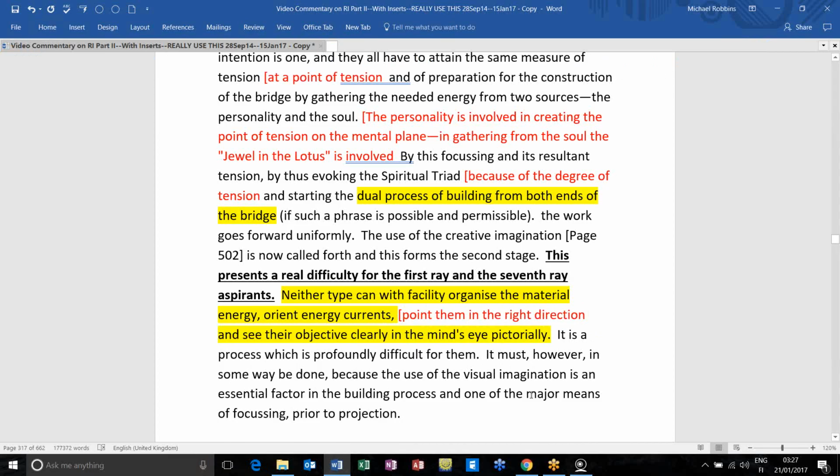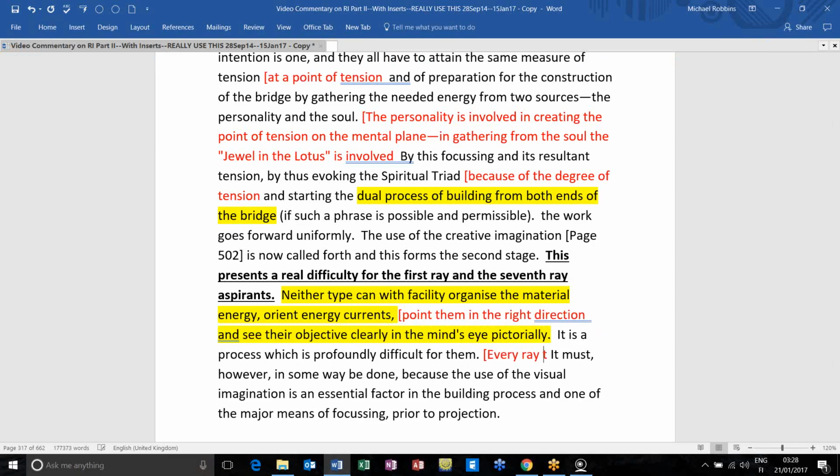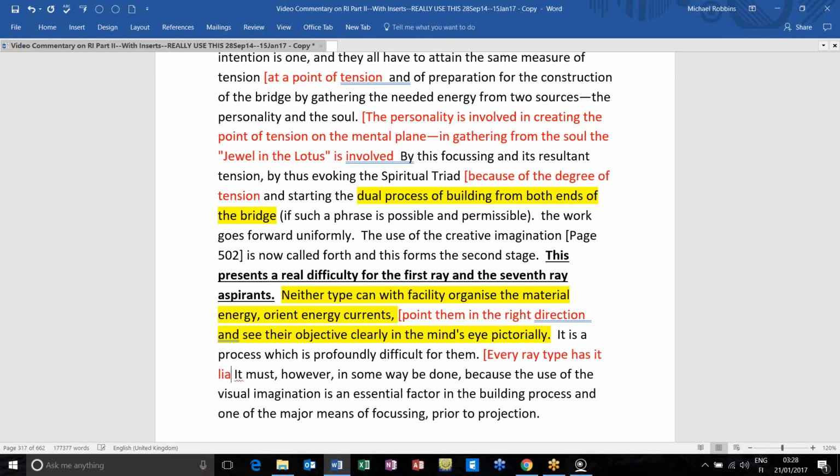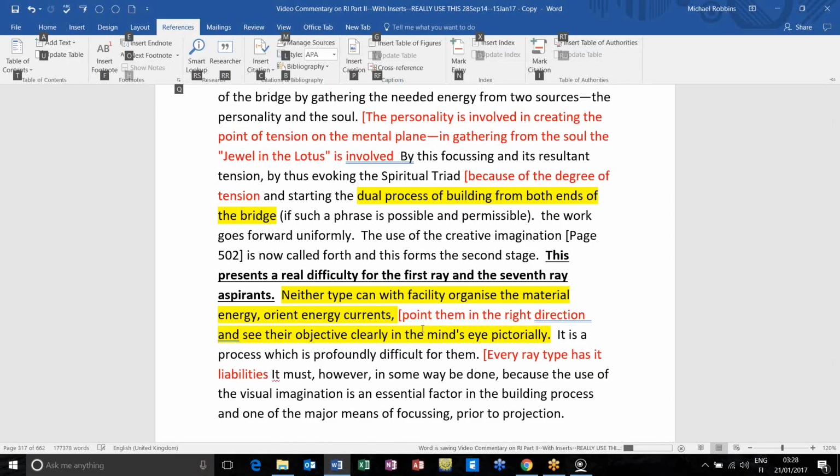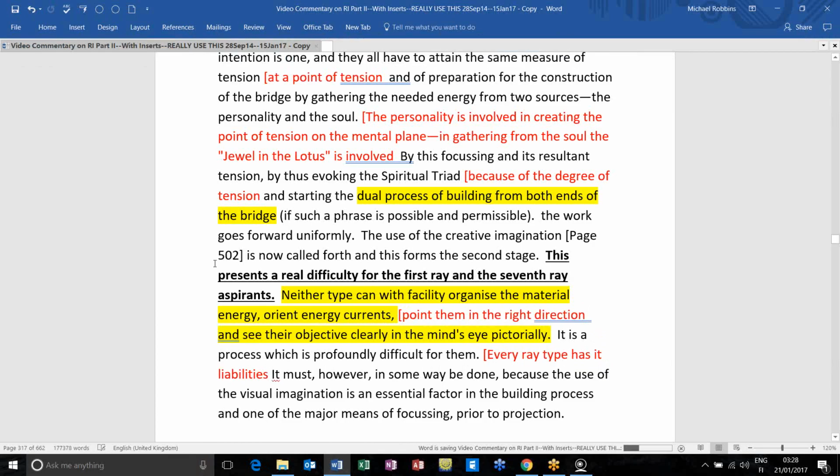There may be other ways to see clearly. It is a process which is profoundly difficult for them. Don't we all have our liabilities? Every ray type has its liabilities. And we must all supplement each other somehow.